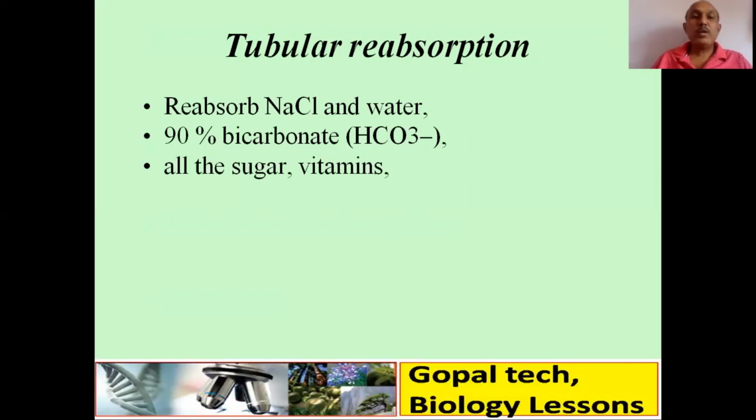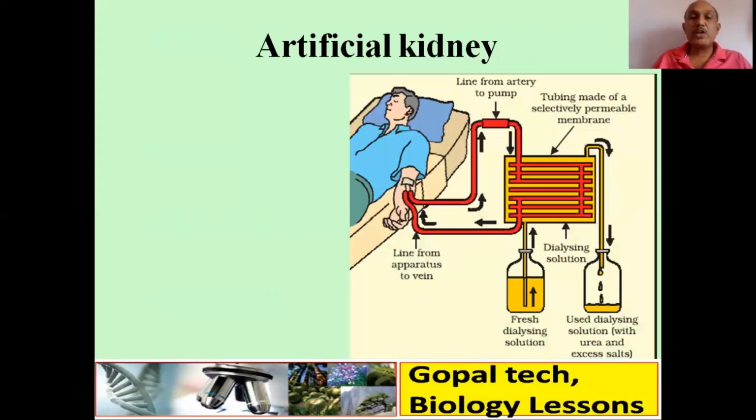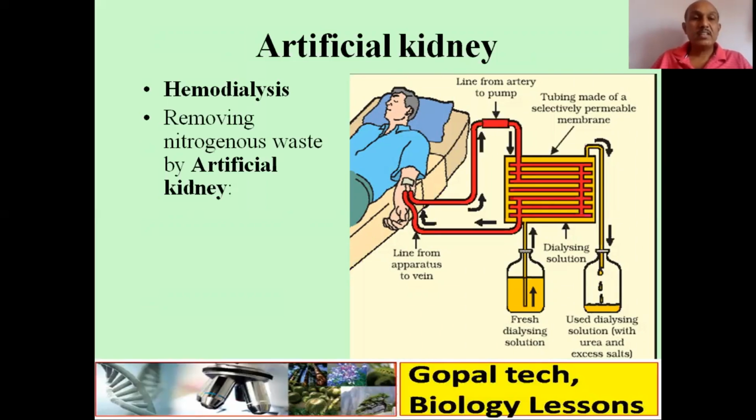By doing these functions, the kidney may fail. Then they use an artificial kidney, that is called hemodialysis, removing nitrogenous waste by an artificial kidney. When both kidneys fail, either by infection or damage from injuries or accidents, the blood will be filtered outside the body by an artificial kidney.